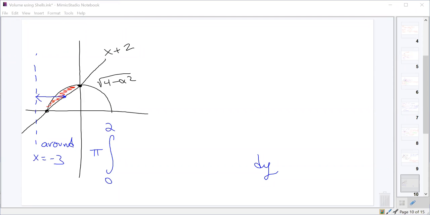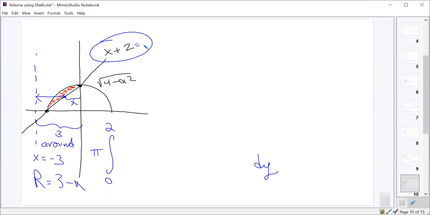Right? It goes from there to there. Right? What's the entire distance from here to here? 3. How much do I cut off? I cut off some x amount, right? Some x value happens to be a negative x value. Okay? So the outer radius ought to be 3 minus x. But this x is the x from here, right?